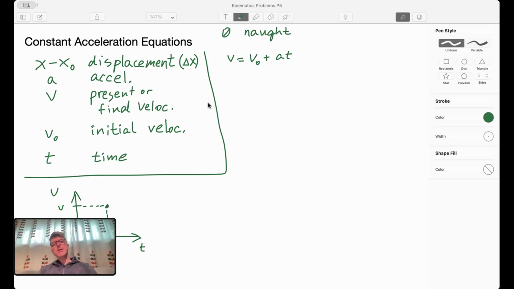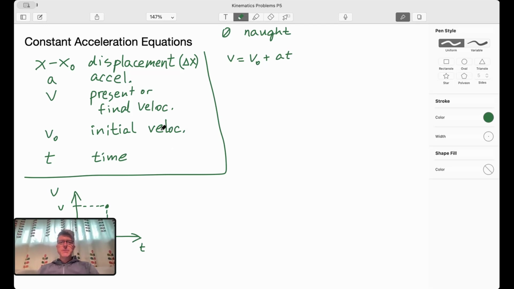So anyway, we have x minus x naught, that's the displacement, initial position, right? And then we have the position now. The difference between those is the displacement. We could also call that delta x, right? Final minus initial position, which would be the displacement. A is the acceleration. V is the present or the final velocity. And then v naught is the initial velocity. T is the time. So those are the five quantities.